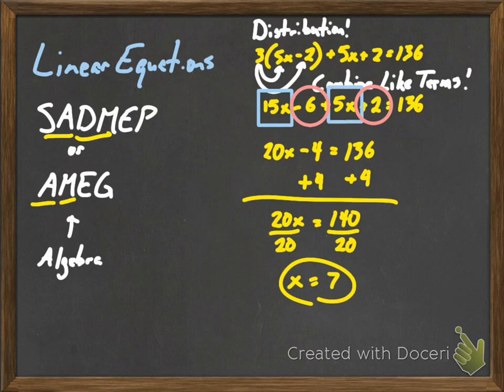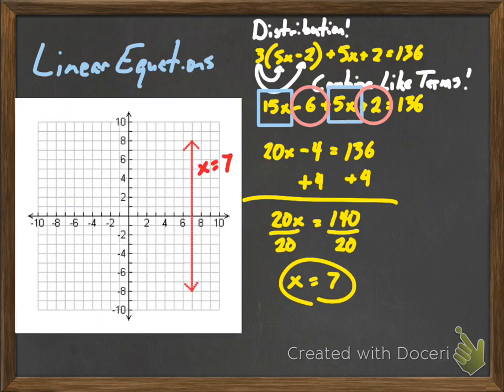You're probably asking me, hey, Mr. Fitz, how's that a linear equation? That's just x equals 7. Well, if we think about what that line is, it is a line. It's the line x equals 7. It's just a vertical line where x is always equal to 7. So yes, it is a linear equation.